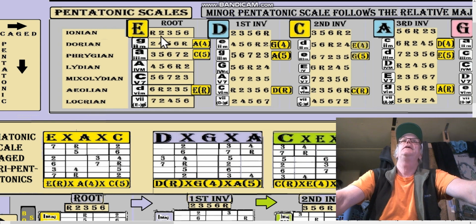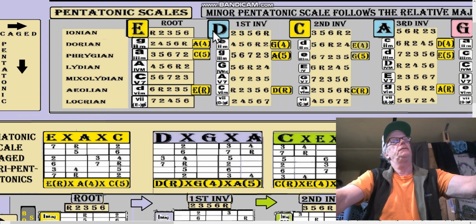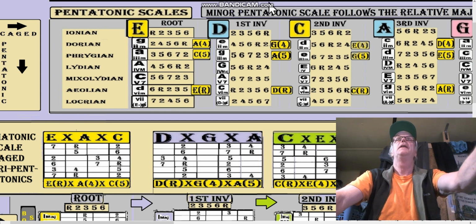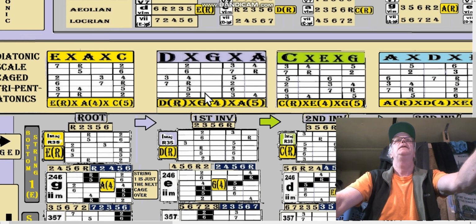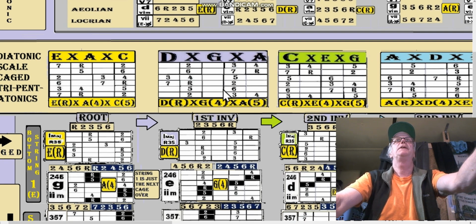From the root position, as with all inversions, we go 1, 2, 3, 5, 6, and then 2, 3, 5, 6, 1. That's the first inversion. That's the D shape. That's the D-shaped pentatonic scale, D-shaped root. This is E-shaped. You don't play the 7 and you don't play the 4. So when you don't play the 7 and you don't play the 4, what do you got? Root, 2, 3, 5, 6, root, 2.